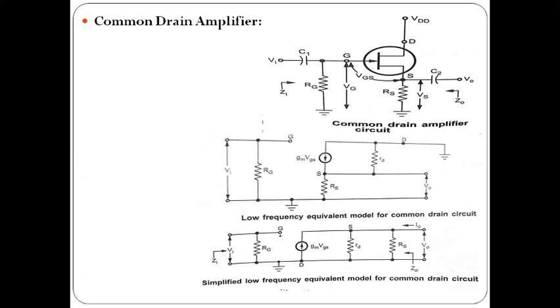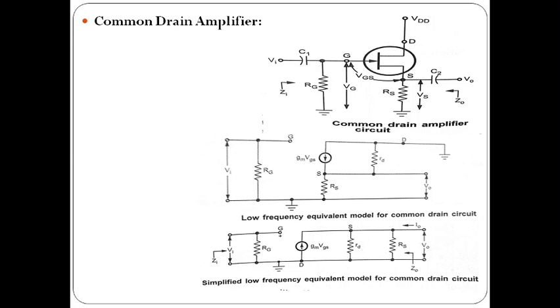That's about the common source amplifier. Now the common drain amplifier is shown in the figure. In the common drain amplifier circuit, input is applied between the gate and source. The common drain amplifier is similar to the common collector amplifier in the BJT, which is called the emitter follower amplifier. In the FET it is the source follower amplifier.